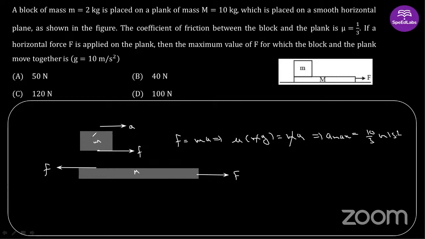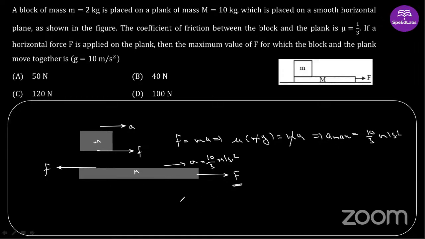So this block can only move with a maximum acceleration of 10 by 3 meter per second square. It can't move faster than that. So if the bottom block is also moving with that acceleration, then both will be moving together. If this is moving faster than that, then this block will be left behind, and relative motion will take place. So they are asking what is the maximum value of capital F for which the block and the plank both move together. So let us say this acceleration is maximum, that is 10 by 3 meter per second square. We just need to write the F equals ma equation for this plank.